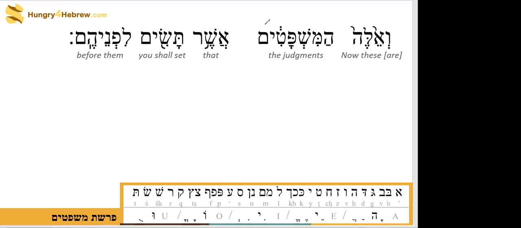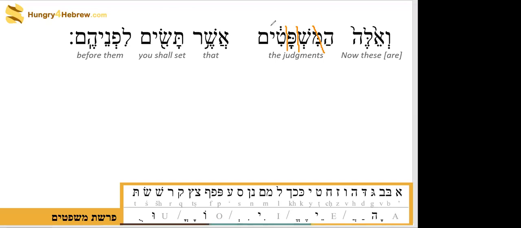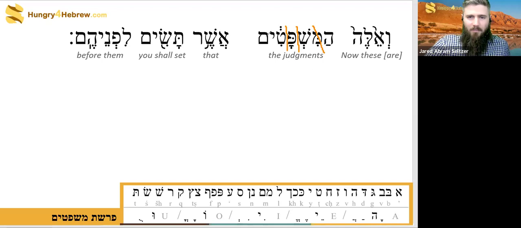Hamishpatim. I would divide the syllables like this: Ha-mish-pa-tim. Exactly. And that's the name of this parasha. This is the first most significant word. So that's the name of the parasha. This is the right rulings, the judgments.